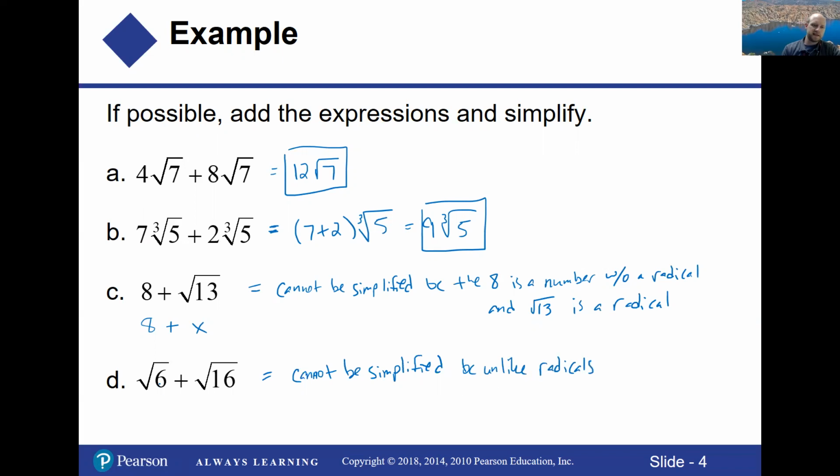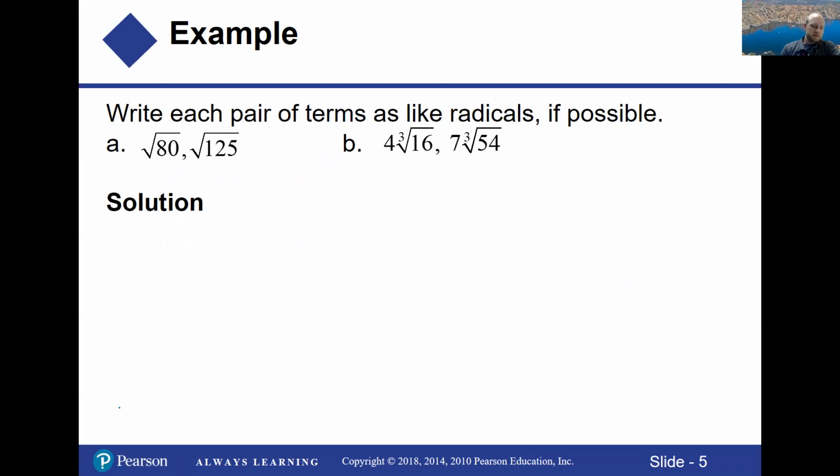Again, it would be saying that one of these is an X, one is a Y. They're not the same thing. Okay. Now, let's do the next one. It says write each pair of terms as like radicals if possible.